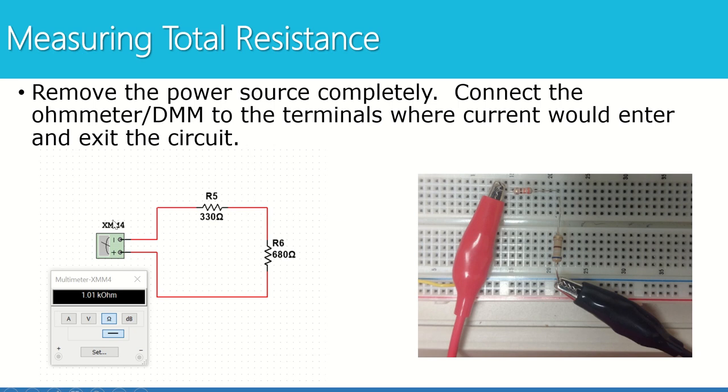In Multisim, here's the multimeter connected to our circuit. Instead of a power source, we have the multimeter, and it's connected where current would enter and exit the circuit, and we have our reading. On the bench, this is the DMM. The power source has been completely removed, and we connect the DMM at the points where current would enter and exit the circuit.